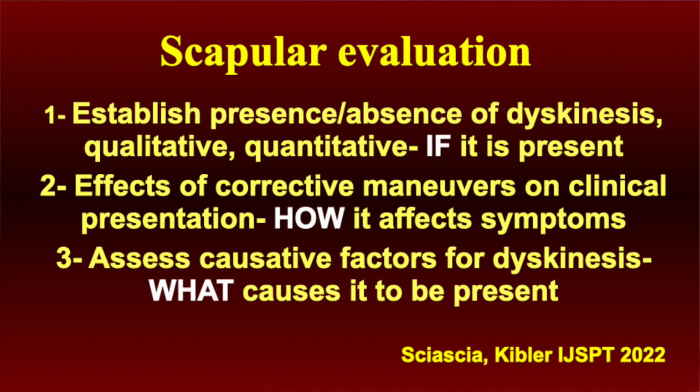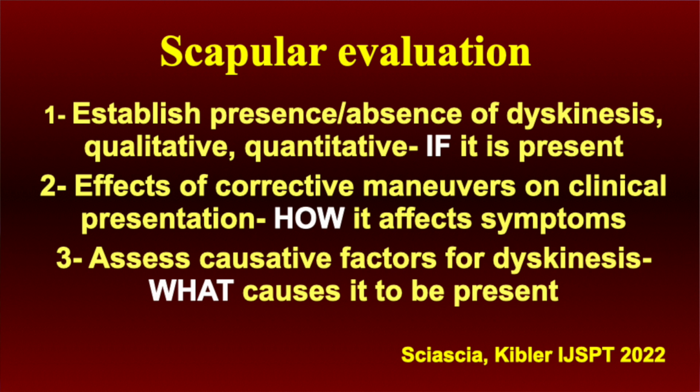So what do we do? How do we look at this? How do we evaluate the scapula? Three parts to this. First is that you have to establish the presence or absence of the dyskinesis, either in a qualitative way or a quantitative way. That'll demonstrate if dyskinesis is present.